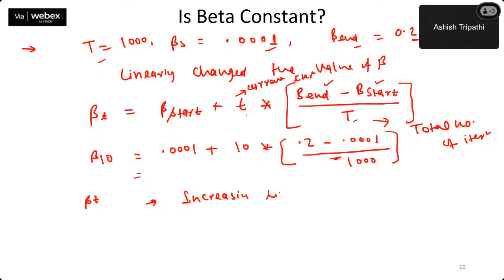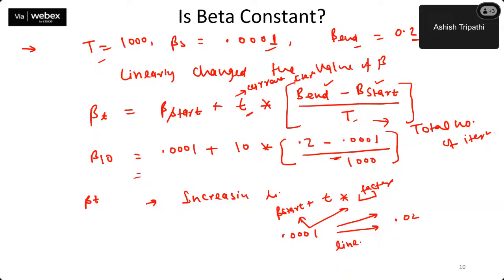What are we changing? We are changing the iteration number. So this factor is very, very small, no doubt. We are multiplying this factor and adding it to the start value. That means we are increasing the value of beta from 0.001 to 0.02, from this point to this point, in a linear fashion.